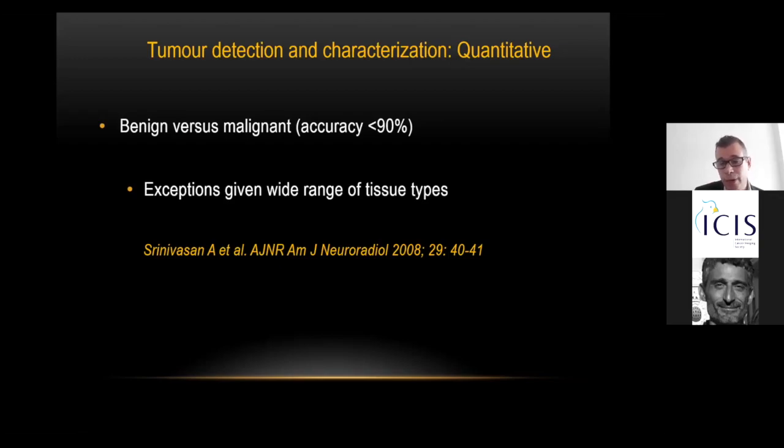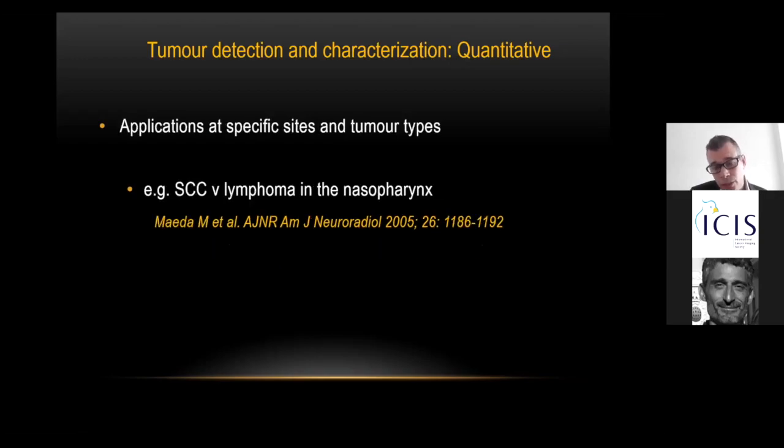For instance, benign paragangliomas can demonstrate restricted diffusion. There are some malignant tumors, such as mucoepidermoid carcinomas, that can show free diffusion. So this is often difficult to apply in reality. Studies try to overcome this problem by restricting the different histologies we've been trying to distinguish, and also applying it to particular subsites.